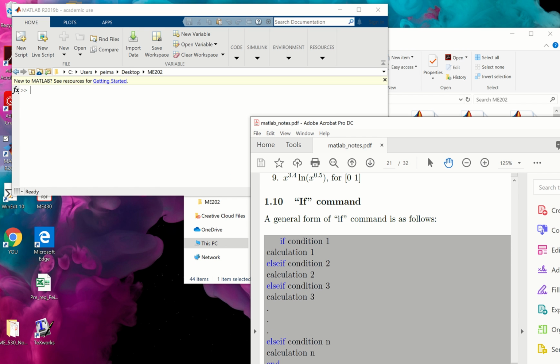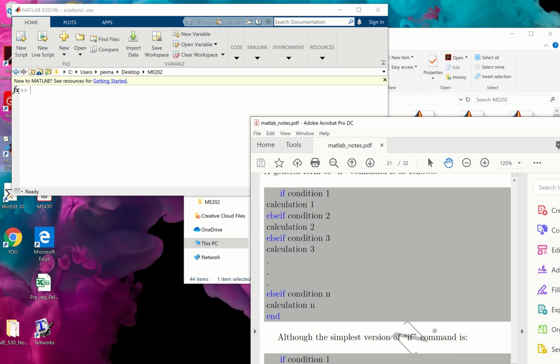A general form of the if command is as follows. If condition 1 is satisfied, we ask that MATLAB does this kind of operation, calculation 1. Else if condition 2 is satisfied, calculation 2. Else, and the end. But in reality, we don't have the else if condition in MATLAB many times. In short, if I want to summarize, we have the if condition 1, calculation 1, else if condition 2, calculation 2, and the end. This is the logic that I want to present here. This is how we think about this, right?